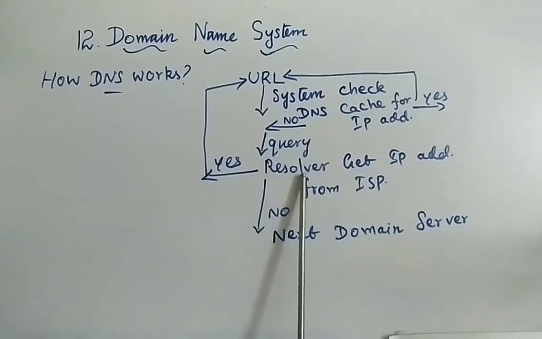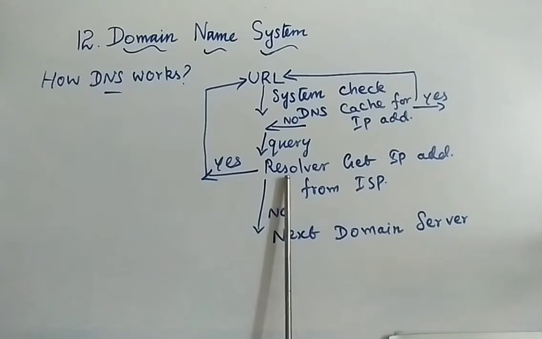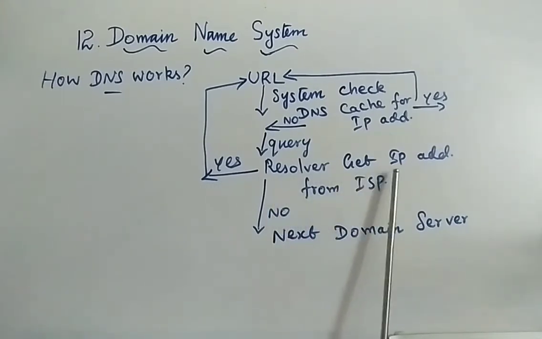resolver. We have already seen what the resolver is responsible for. It is responsible for getting the correct IP address for the domain name. That is the task of the resolver. So now what must this resolver do? It must get the IP address from the ISP. ISP means whom? Internet Service Provider.